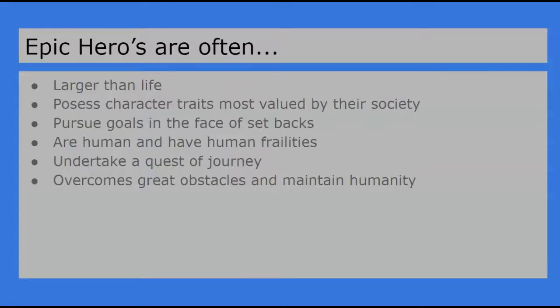So epic heroes are often larger than life, possess character traits most valued by their society, pursue goals in the face of setbacks, are human and have human frailties, undertake a quest or journey, and they overcome great obstacles and maintain their humanity.